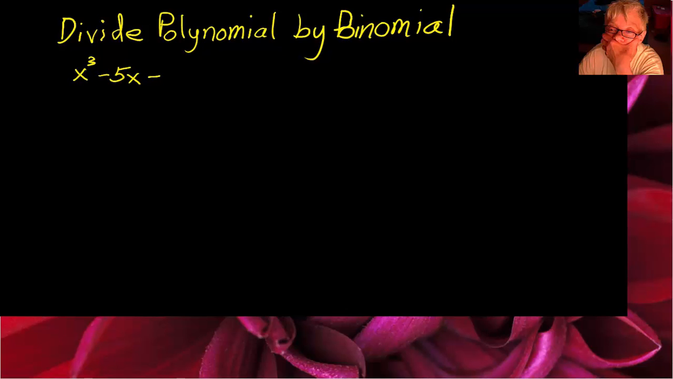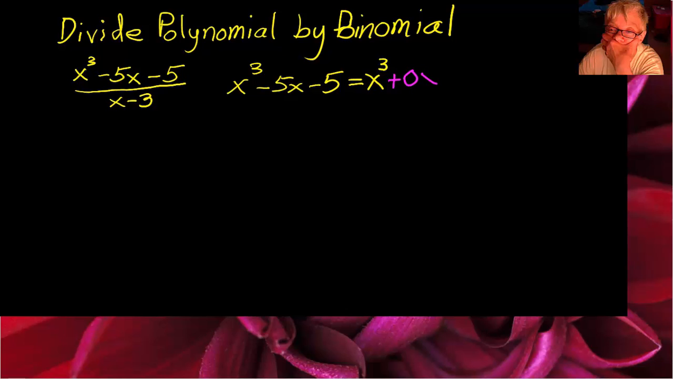We have x cubed, we skip the quadratic term, minus 5x, which is linear, minus 5, and we want to divide that by x minus 3. Well, we're going to have to rewrite the numerator. We're going to have to rewrite x to the third minus 5x minus 5 as x cubed plus 0x squared. We need a placeholder for the quadratic term. And of course, 0 times x squared is 0, so all we're doing is adding 0 to the original polynomial.